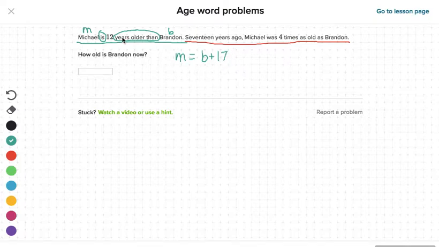So M equals B plus 12, because he's 12 years older. So that's an easy sentence.